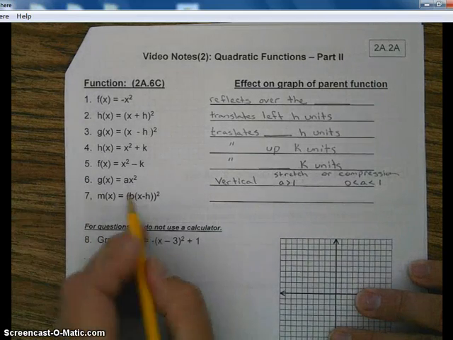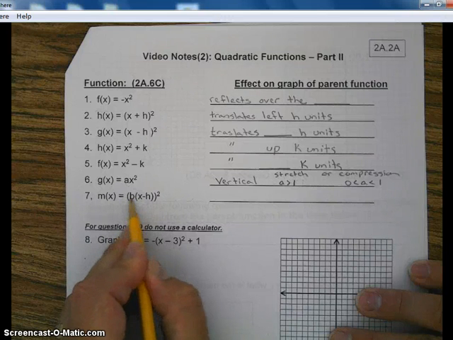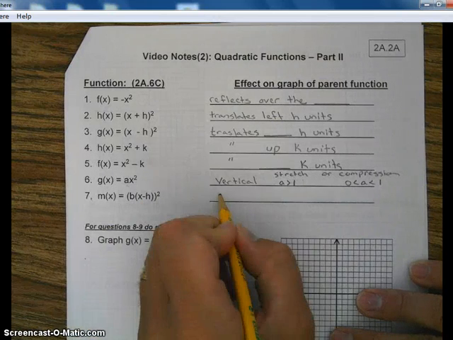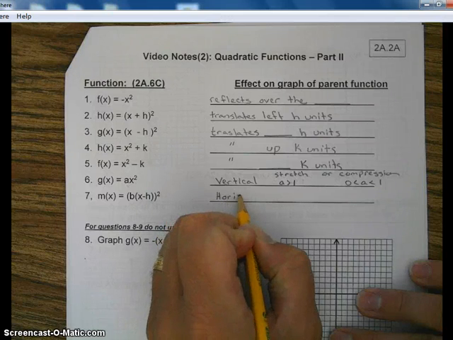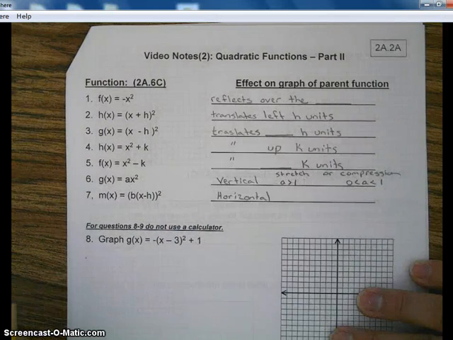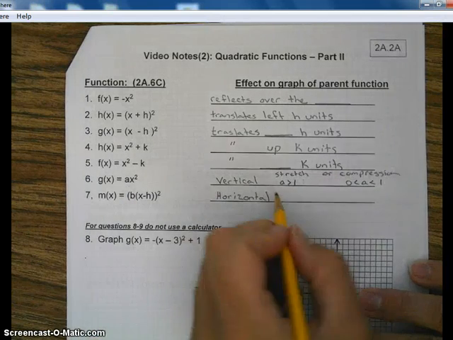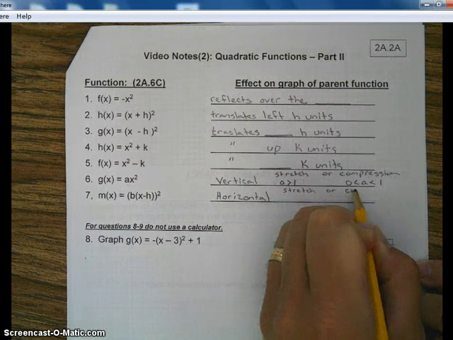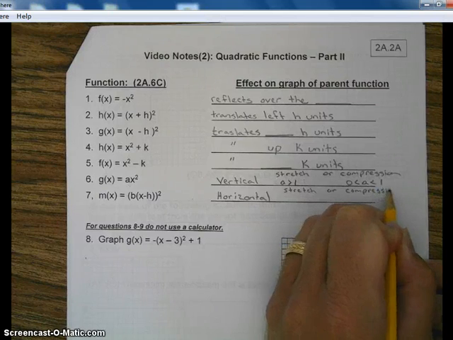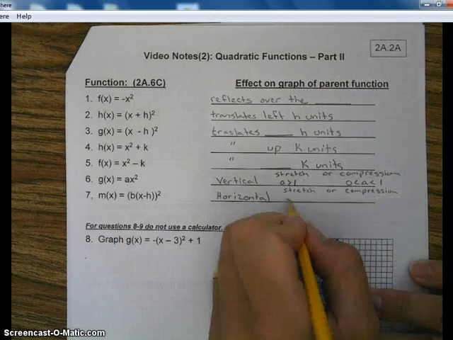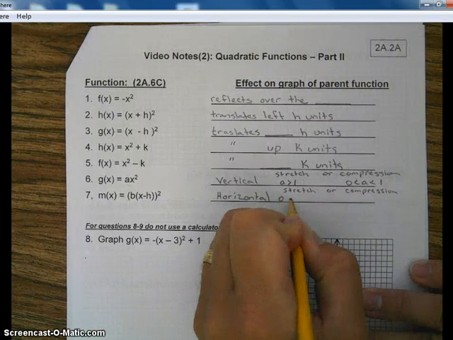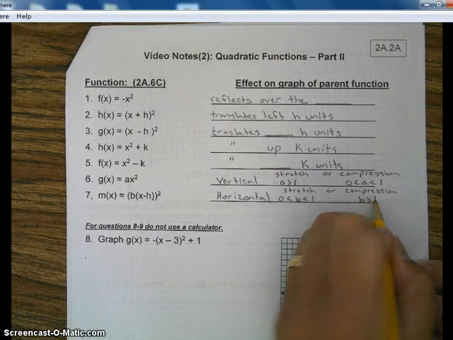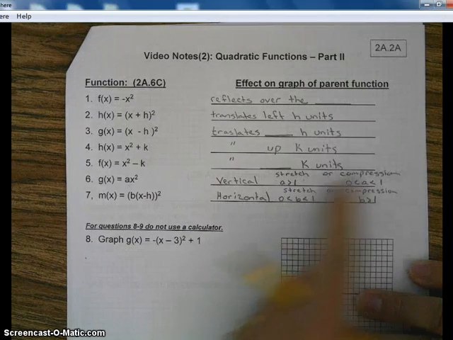Now here, our b value, whatever this number happens to be, is inside the parentheses. So it's going to affect the x, okay? So that means we have a horizontal effect. Okay, now this b value, it's either going to be a stretch or a compression. It's pretty easy to see by the graph, but if this b value is between 0 and 1, we have a stretch, and if b is greater than 1, we have a compression. Notice they're the opposite of each other.